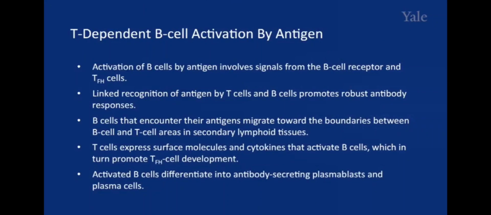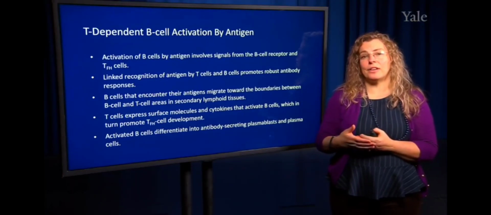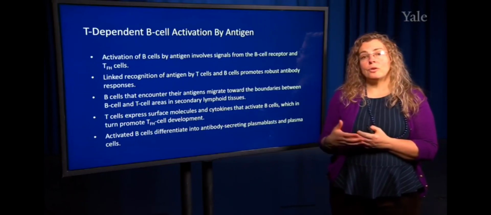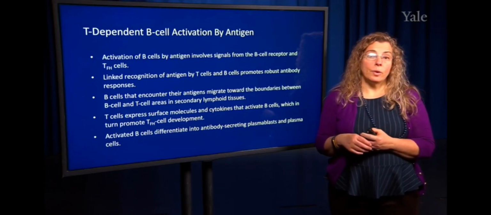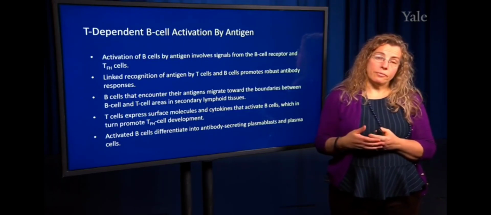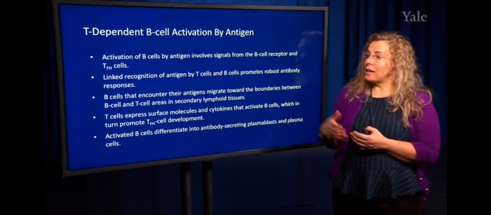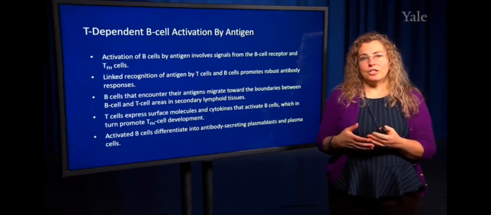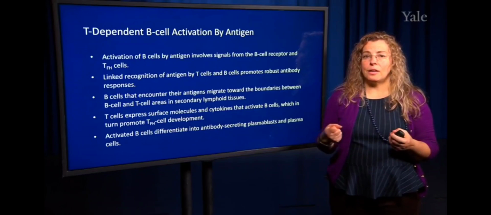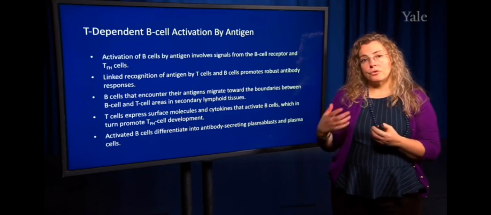So we're going to start off talking about T-dependent B-cell activation by antigen. The first thing that happens is that the B-cells actually have to see their antigen, and they're going to do that through their B-cell receptor, and that's going to occur in a lymphoid organ such as the spleen or a lymph node. Then they actually have to interact with the T follicular helper cells that are going to help them to produce more antibody. This linked recognition of antigen by T cells and B cells is really important to get a stronger, more robust antibody response.